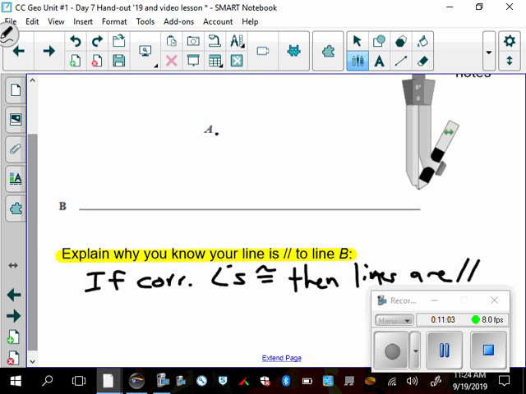Okay, I need to see those words. If the corresponding angles are congruent, then the lines are parallel. You could probably word it differently, but I need that vocabulary.